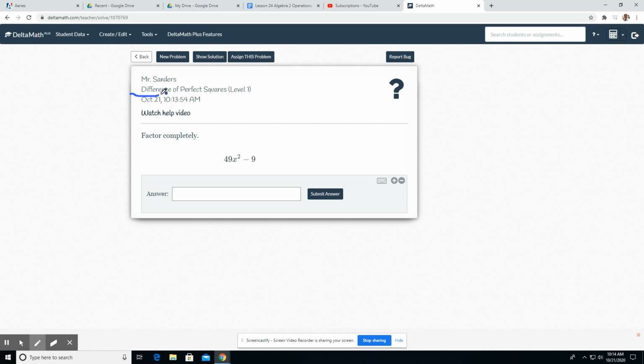We are doing a difference of perfect squares, first level. Difference means subtraction problem. It's a subtraction problem. And perfect squares means it's a square number.